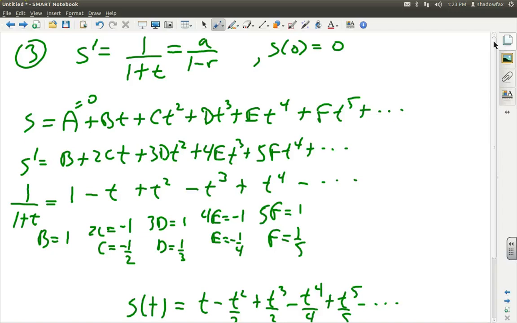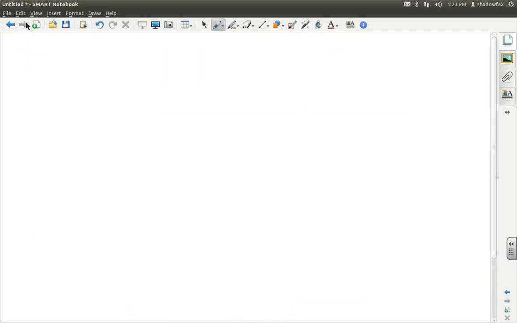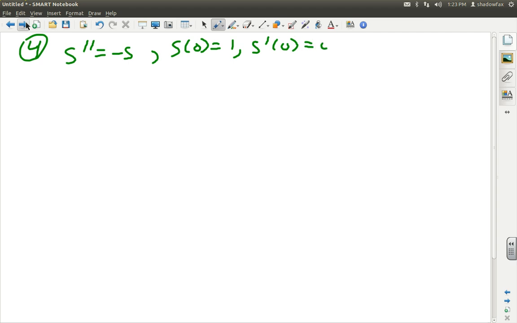Can you do them with this method? Let's see. Four says s double prime is negative s, let's say. Now I need two initial conditions here for second order, so how about s of 0 is 1, and s prime at 0 is 0.